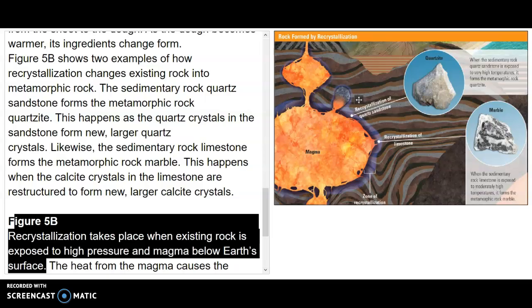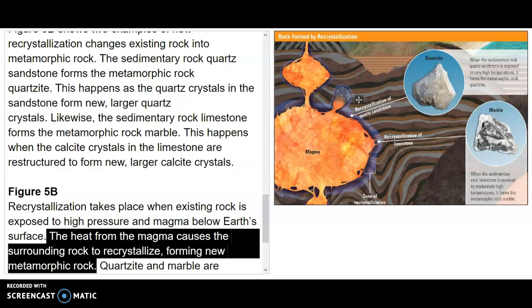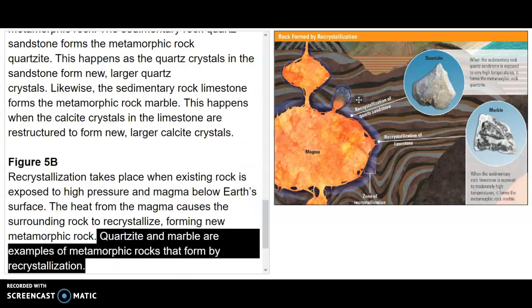Figure 5b. Let's take a look at the picture. Recrystallization takes place when existing rock is exposed to high pressure and magma below Earth's surface. The heat from the magma causes the surrounding rock to recrystallize, forming new metamorphic rock. Quartzite and marble are examples of metamorphic rocks that form by recrystallization.